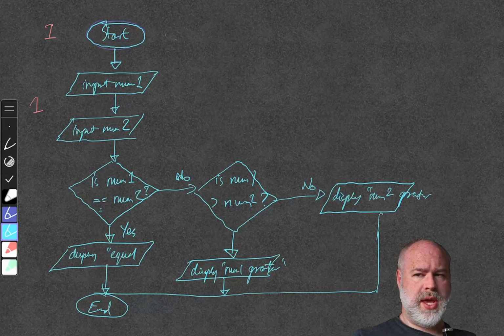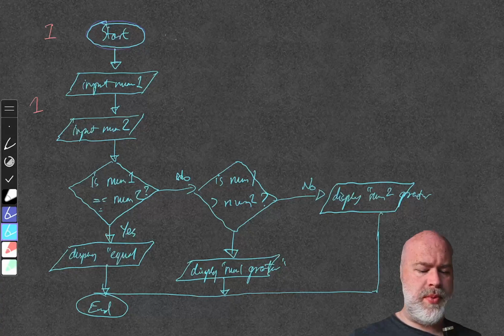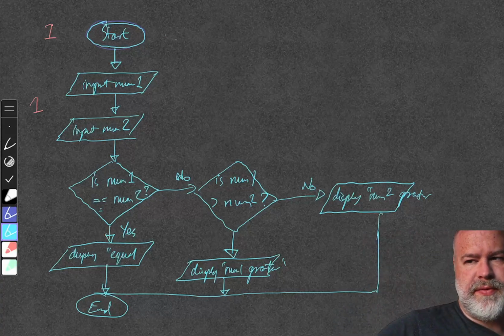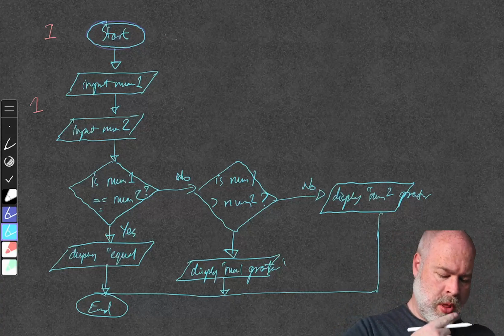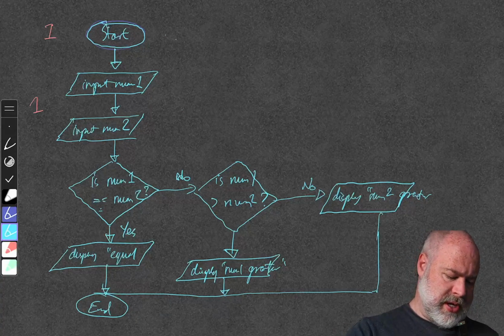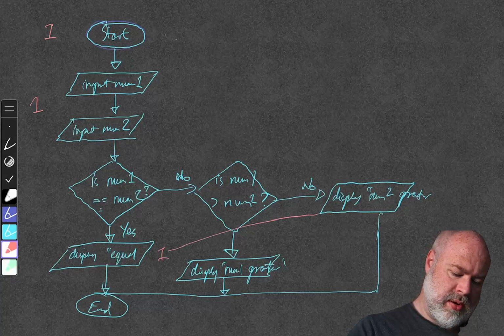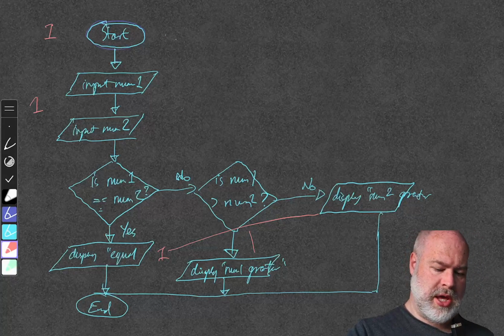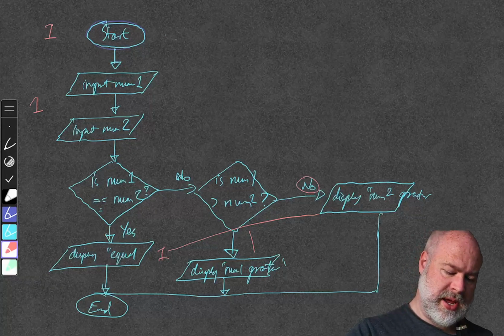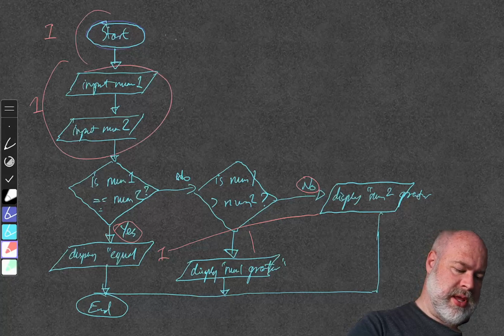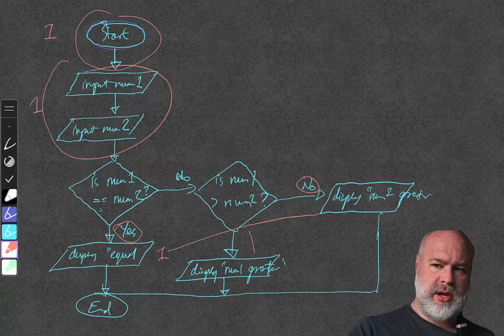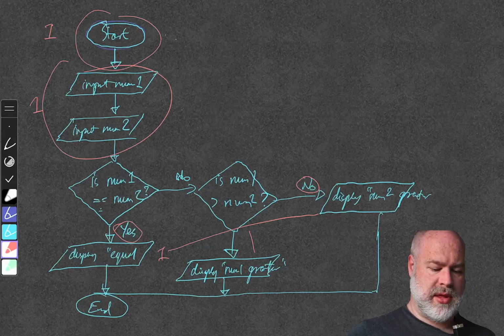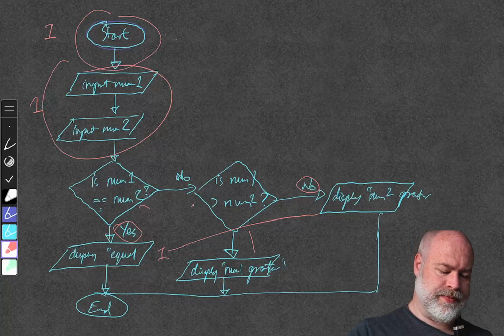So this would be certainly enough to get your 6 marks. I think you would need to have at least these two output statements. You would need to have all these labeled. You'd need to have your terminators, and you definitely need to have your decisions, at least these two.